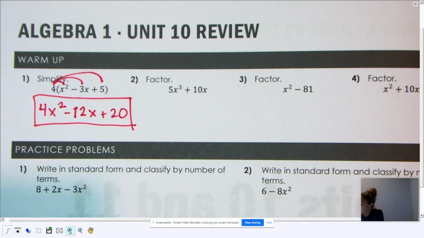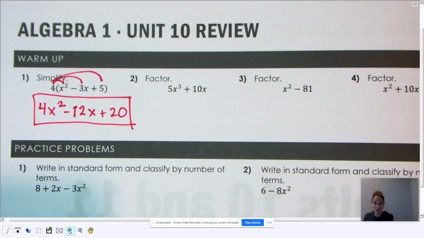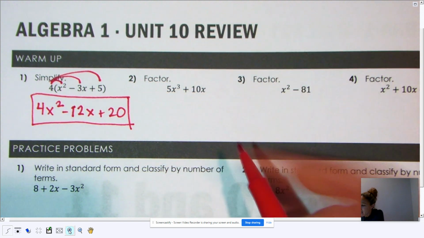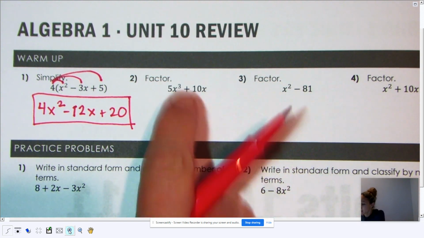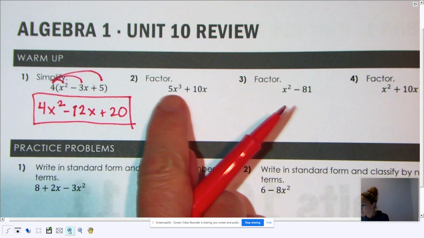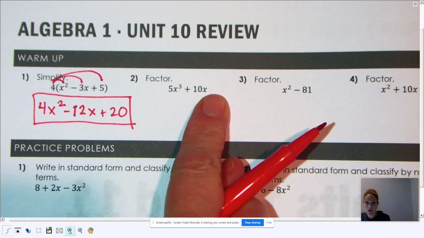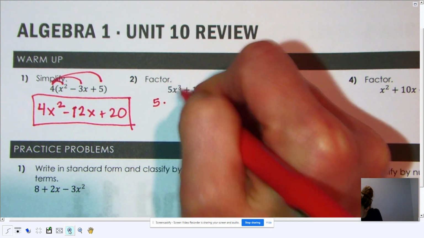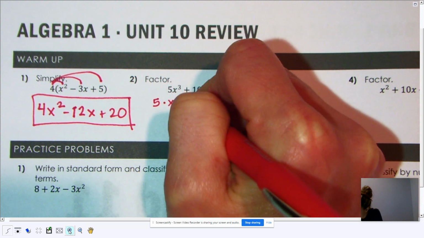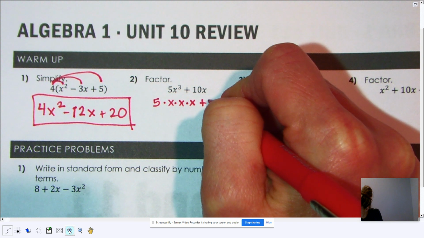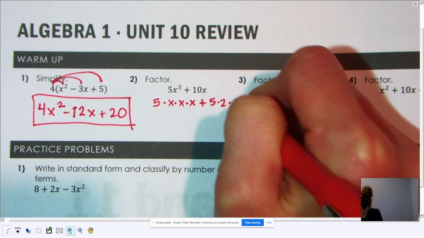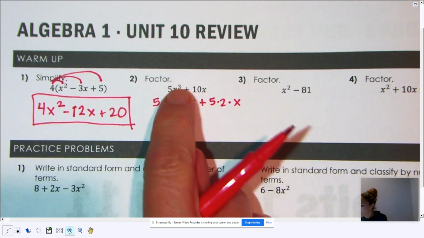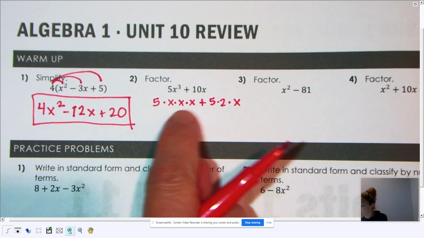Question number 2, we're going to factor. So we want to know, what do they have in common? They both have a 5 and they both have an x. So you can tell that by starting with the smallest number and seeing if it goes into the biggest number. So I'm just going to rewrite this for you guys as a product for each one of those terms. And then this is 5 times 2 times x. So I just rewrote the 10 as 5 times 2, and I rewrote the x to the third as 3 x's.